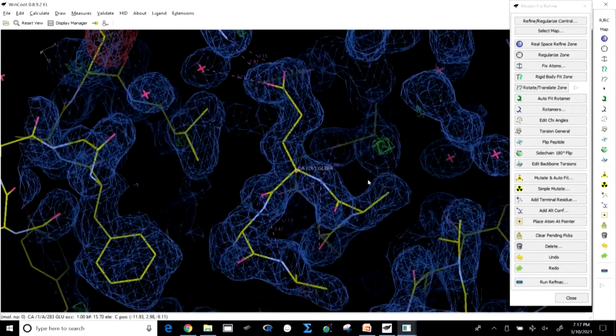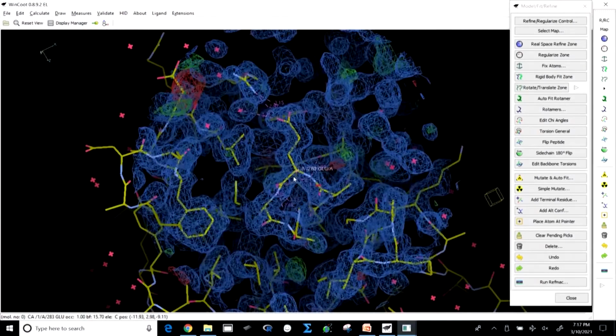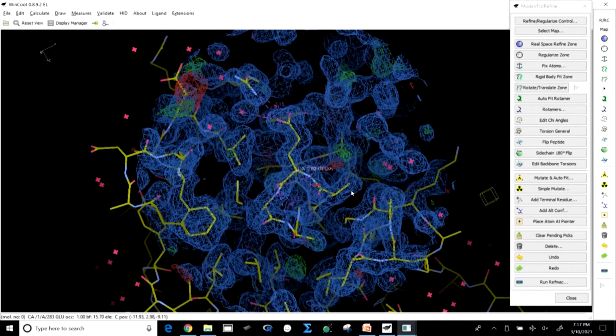So, we have shown some of the changes, some of the factors like mutation, deletion of water molecule, alternate conformation, rotamer and all these things. We could also do other related things like edit backbone torsion, the torsion angles, you could edit the chi angles, the side chains and all this you could perform.